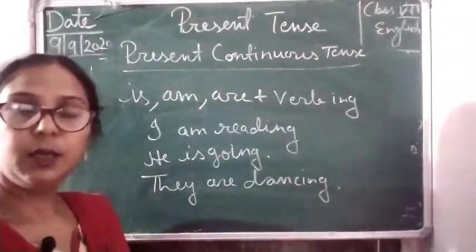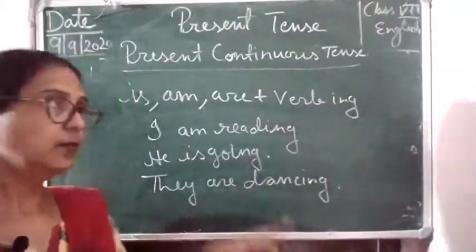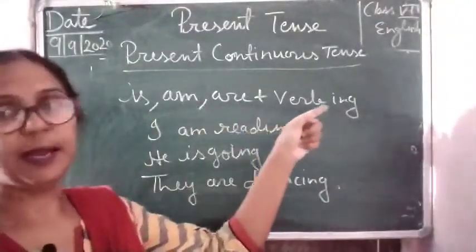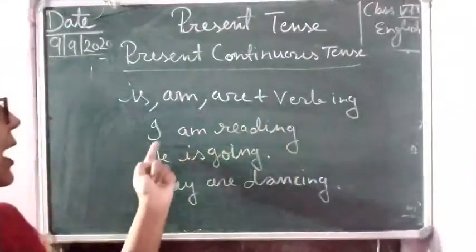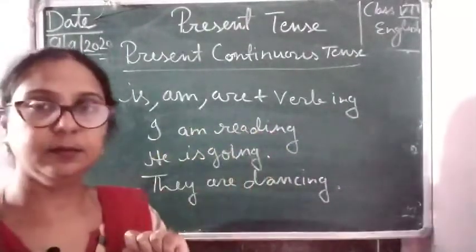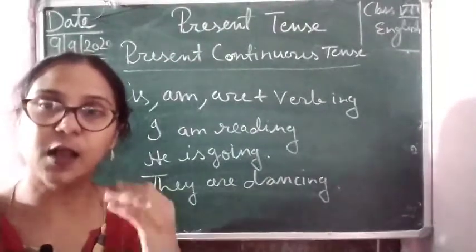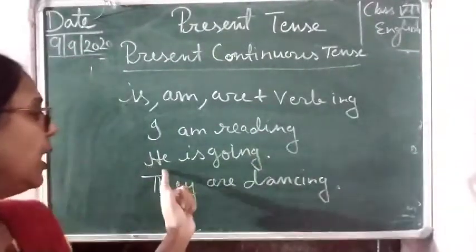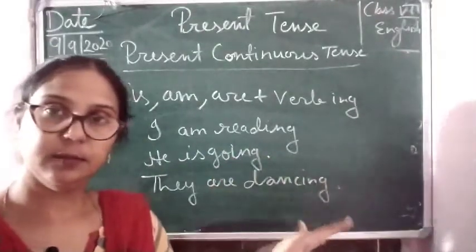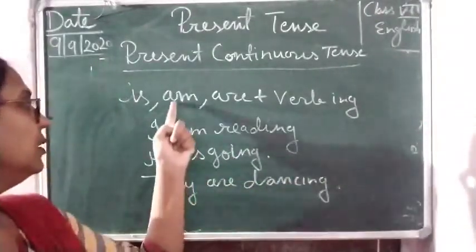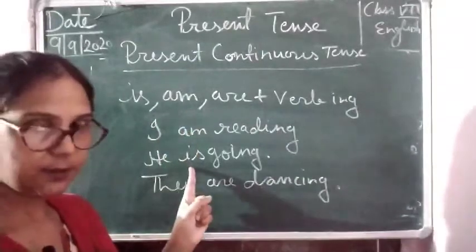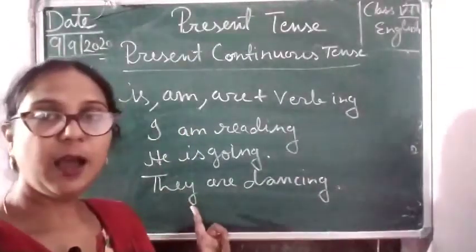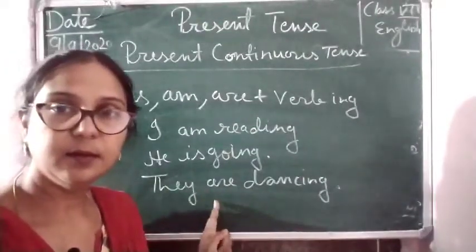Now here you can see I have used over here is, am, are plus verb ing. I am reading. This is a continuous motion. I am reading now. Now he is going. With he, we have used is. Now they are dancing. Are is used with they.